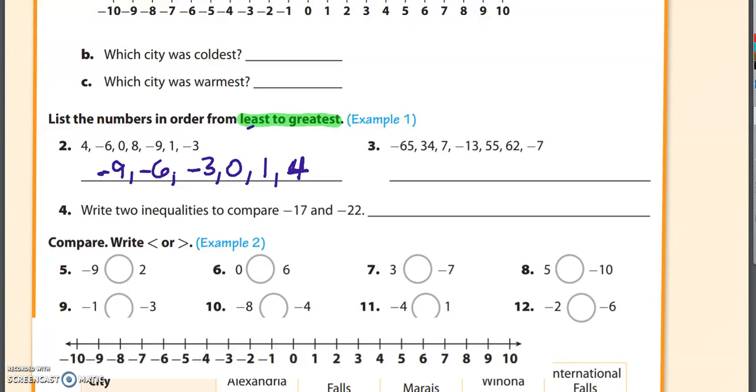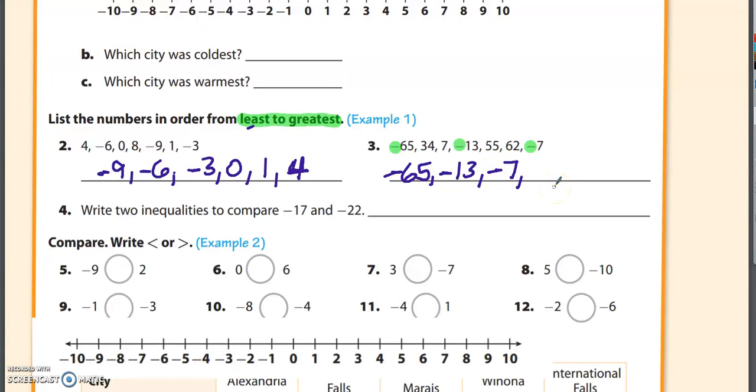So what I need to do here for number 3 is I just need to think about what would be the farthest to the left. Well, my options are all my negative numbers. I've got -65, -13, and -7. And the one that would take the longest to get to would be -65, which means it's my least number. And then -13 would be a little farther out than -7. So I've got all my negatives.